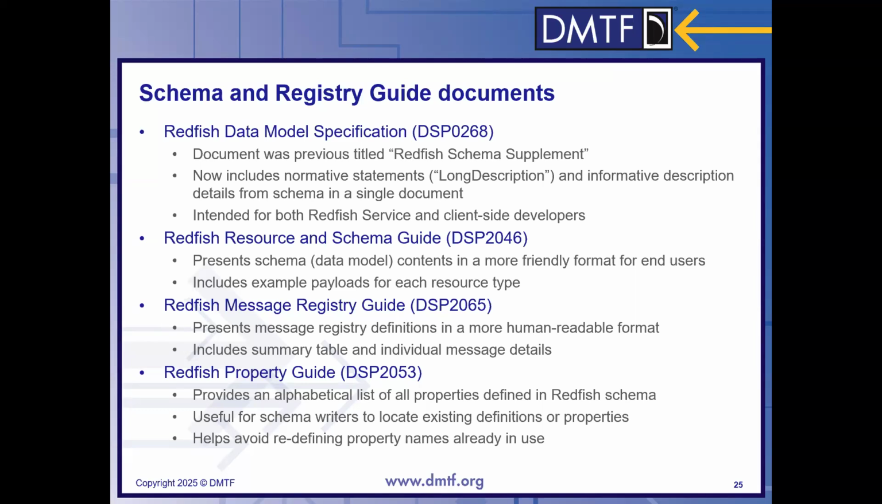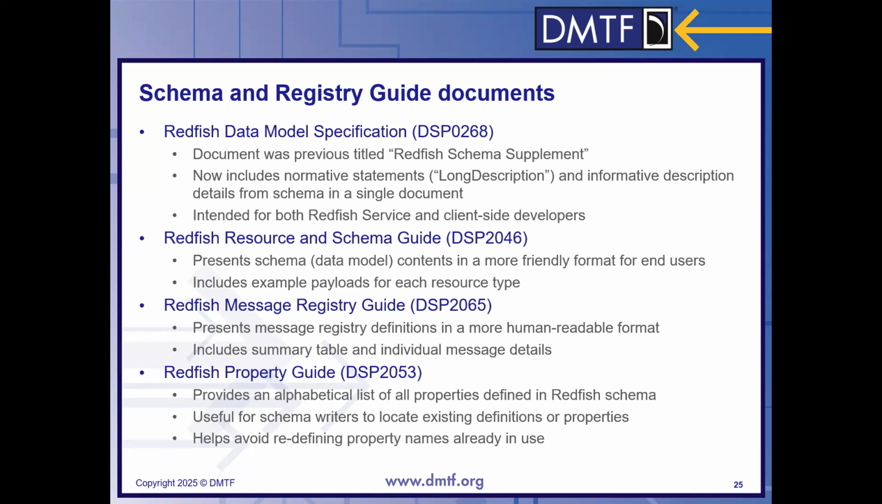The next document is the Redfish Message Registry Guide, DSP 2065. So similar to how the previous two documents detail the contents of the data model, the schemas, this one explains the contents of the message registries, again in a more human readable format. And again, it includes a summary table as well as details on the individual messages.